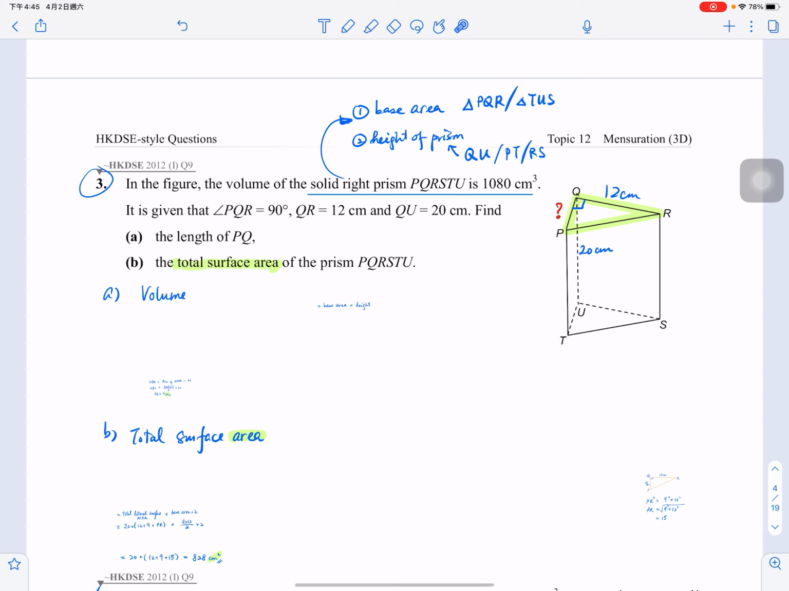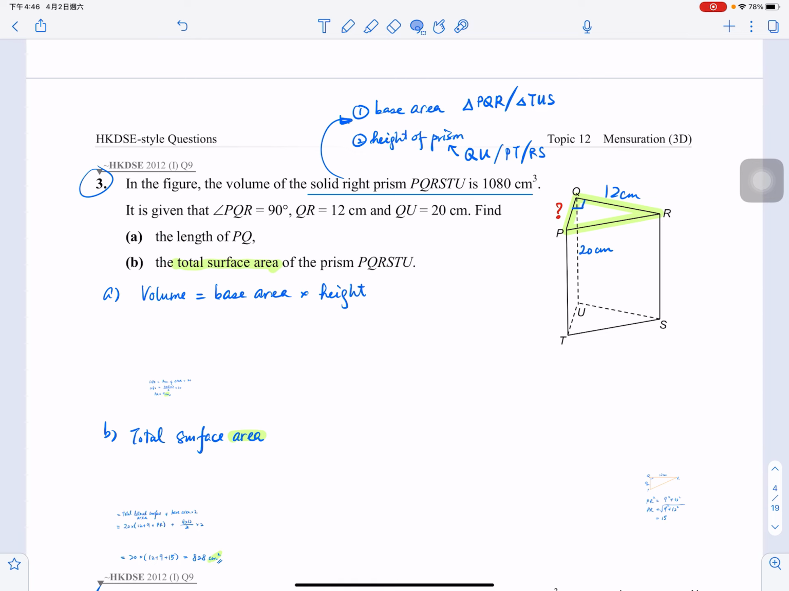Okay, so later on we can use these relations to find the length of PQ. So now, if we know this one as a base, and 20 as a height, that means base area times height. Do you know the area of a base? We don't know, but we just know the volume of this prism. So use the formula, right? Volume is equal to base area times height, right?